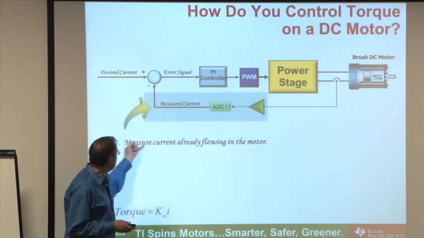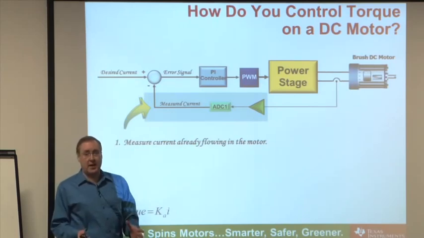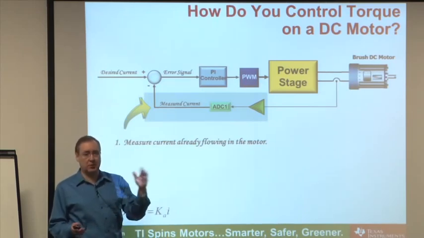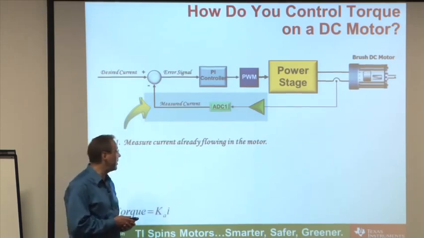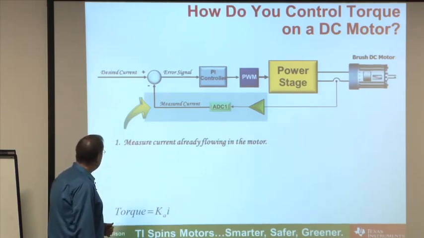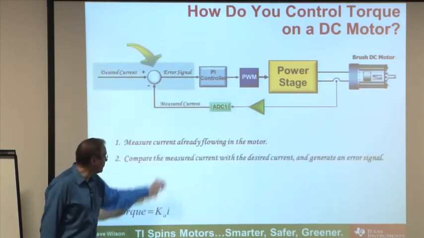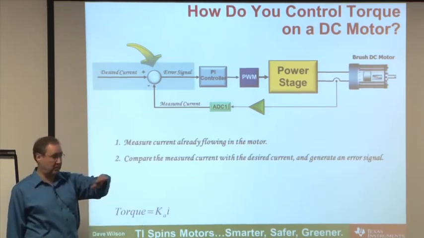Step number 1, measure the current that's already flowing in the motor. That's what exists right now. We go out and sample the current in the motor with a shunt resistor, with a Hall effect sensor or LEM sensor, whatever you want to do. We need to know what is the current that's flowing. Step number 2, compare the measured current with the desired current and generate an error signal. Just going around the feedback loop now.